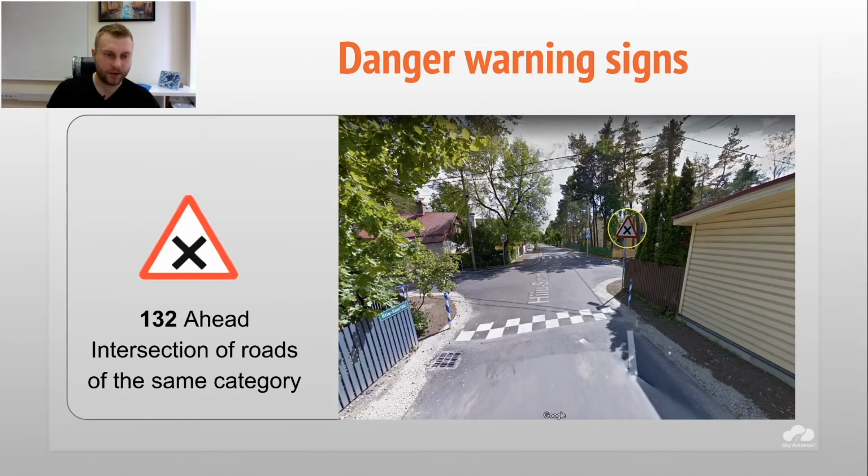Ahead intersection of roads of the same category. This one is the most popular one that we usually study in the driving lessons, and it's a very common sign. You have to remember what exactly intersection of roads of the same category means. It means the right-hand rule applies on this intersection. It means if I want to go straight, or even left, I have to check the right side, because the right-hand car will have more priority than me, so I have to give way.